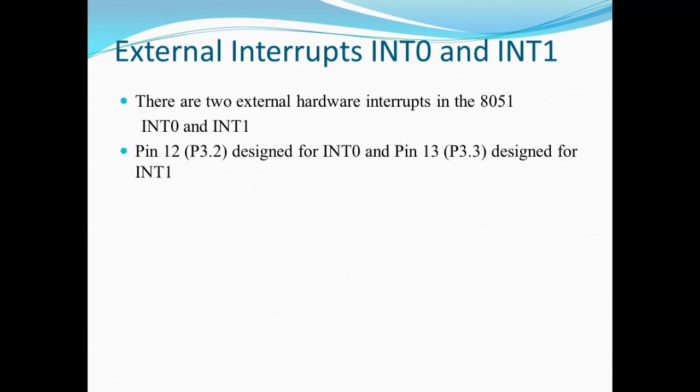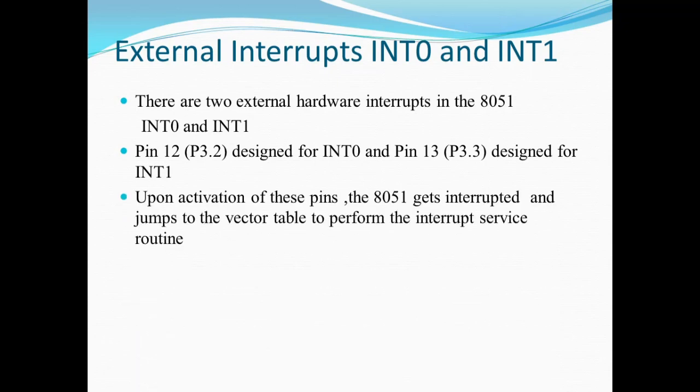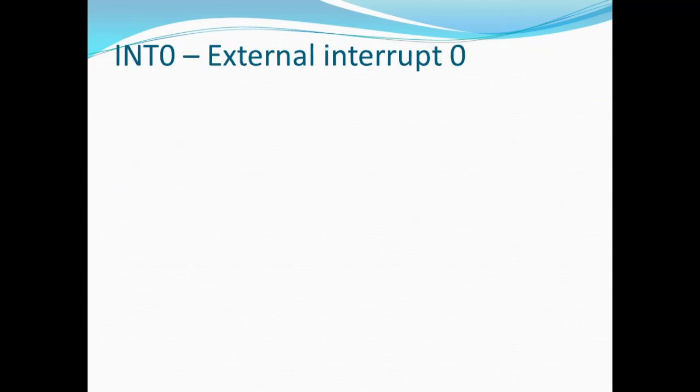Now these two interrupts are basically generated through the physical port pins, which are port pin 3.2 and port pin 3.3 for INT0 and INT1 respectively. Upon activation of these pins, the 8051 gets interrupted and it will jump to the vector table to execute the interrupt service routine.